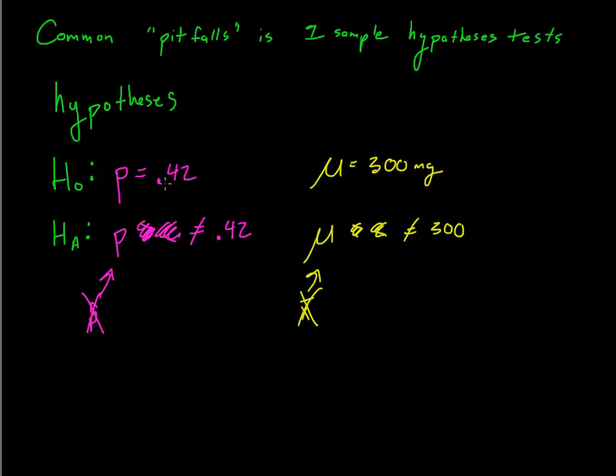So before you even run a hypothesis test, you should be identifying: is it a one sample proportion Z test? That's here. Or is it a one sample mean T test? That's right here. It makes a world of difference. So write that down. A lot of kids never even write that down like I ask. Write that down so you know.